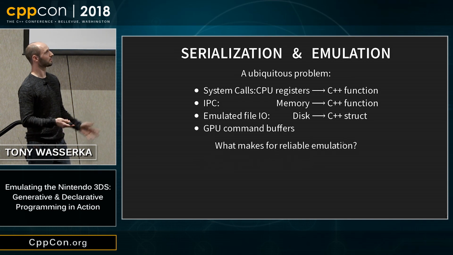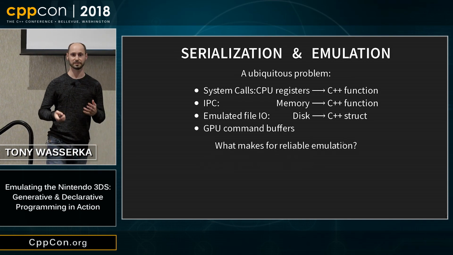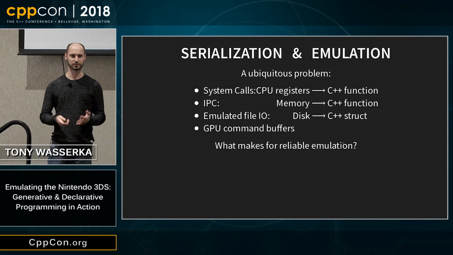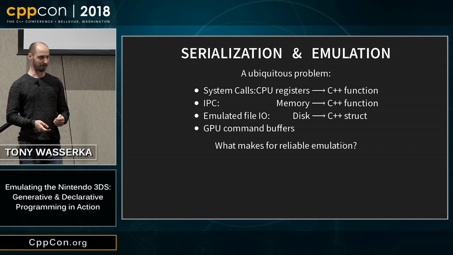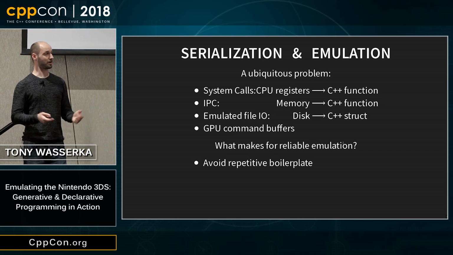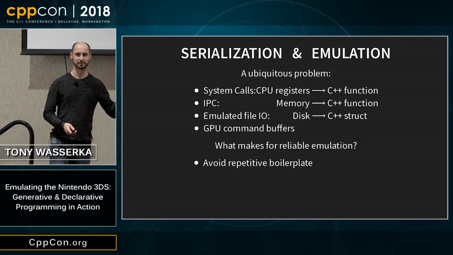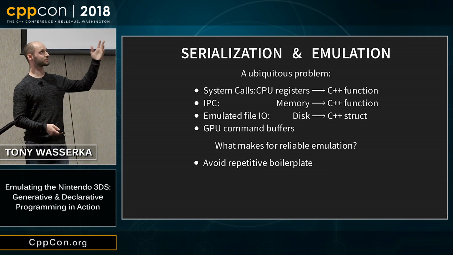Right. And now the question is, under all of these problems, what actually makes for reliable emulation? What do we actually care about? Here's a list of 3 things. It's kind of arbitrary, but, well, that's what it is. First thing is we want to avoid repetitive boilerplate, especially, for instance, for the system call interface.